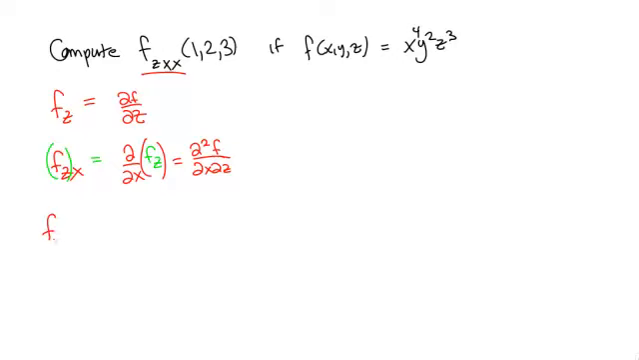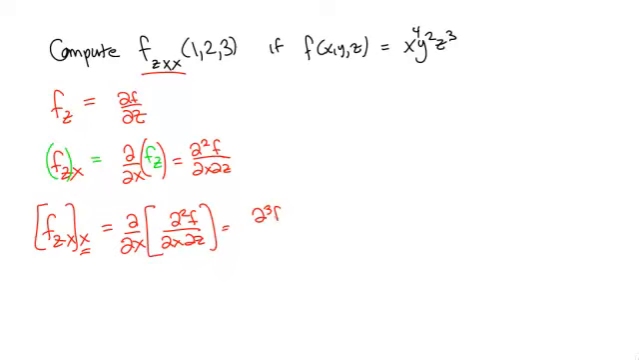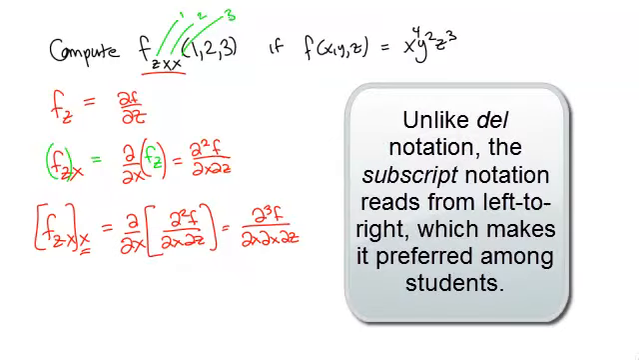And then if I want to figure out what f sub zxx is, well, now that we've figured out what this part is, we're going to take the derivative of it with respect to x. So this will be the partial derivative with respect to x of del squared f del x del z, or del cubed f del x del z. So this guy represents a third derivative, and it represents a third derivative in the order of z first, x second, and x third. The nice part about the subscript notation is at least the derivatives appear in their correct order. In the del notation, they appear in reverse order.